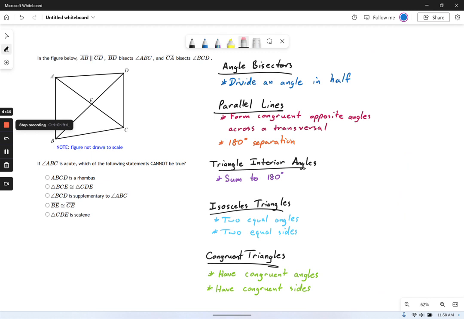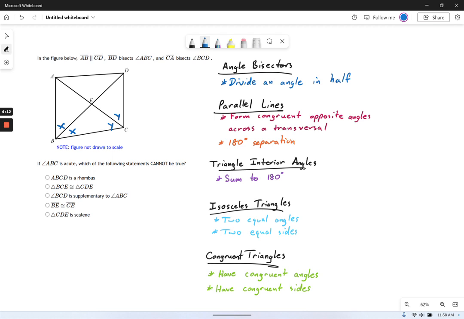Angle bisectors. We're told that BD, in other words, this line right here, bisects this angle, which means divides it into 2 equal halves. Now I don't know what those are equal to, but I'm going to call them x and x. Likewise, we've got another angle bisector right here, and that bisects this angle into 2 equal halves. I don't know what they are, but let's just call them y and y. Okay. Next, we're moving on. That's all we can do from the angle bisector.